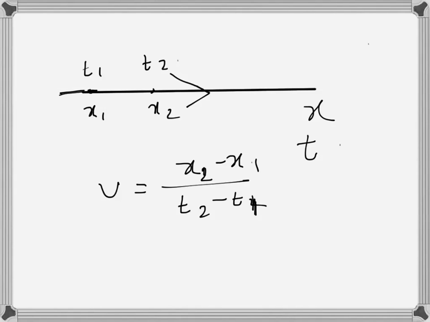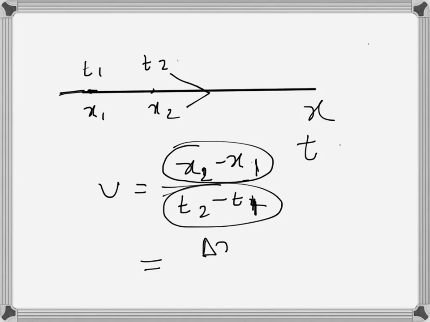x2 minus x1. This is the distance traveled and this is the time taken. If we write it in terms of differentiation, then this one can be written in terms of calculus, dx over dt.